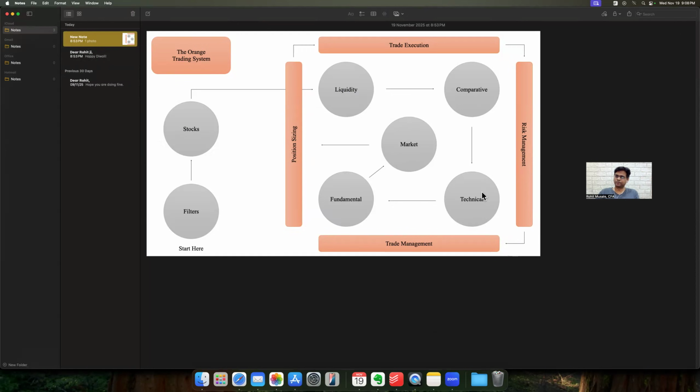This is the framework which is like the essence of what William O'Neill, Mark Minervini, David Ryan, Patrick Walker, Mark Ritchie talk about. This is the essence of what it is all about. You have to do liquidity analysis, comparative analysis, technical, fundamental, and market analysis. A lot of people spend their time on technical and fundamental, but comparative analysis is very important. What is the point in buying a fundamentally strong company which has a relative strength of only 25 or 26? Chances are you will lose money in that stock, even if the company is fundamentally strong.